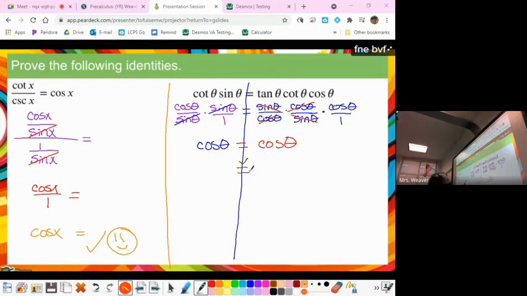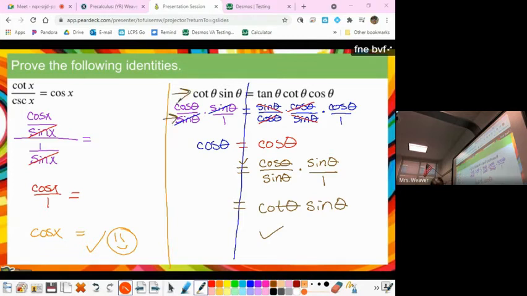You would then just write cosine theta over sine theta times sine theta over 1, okay? And then equals cotangent theta sine theta. Okay, so you literally would just copy the steps in reverse. Okay, so I copied this step, and then I copied that as my final step.